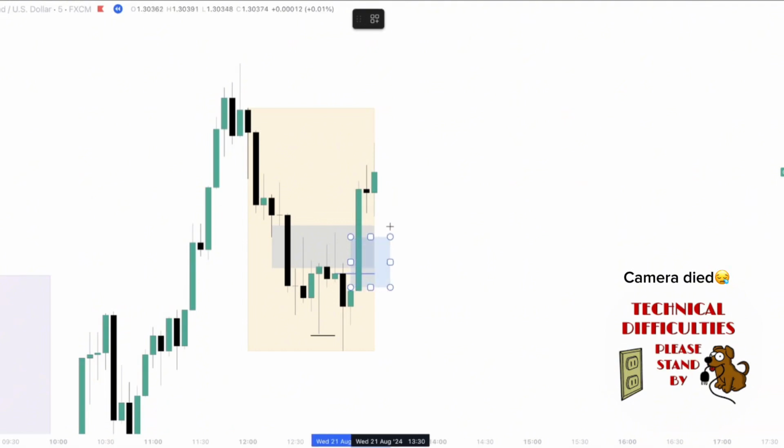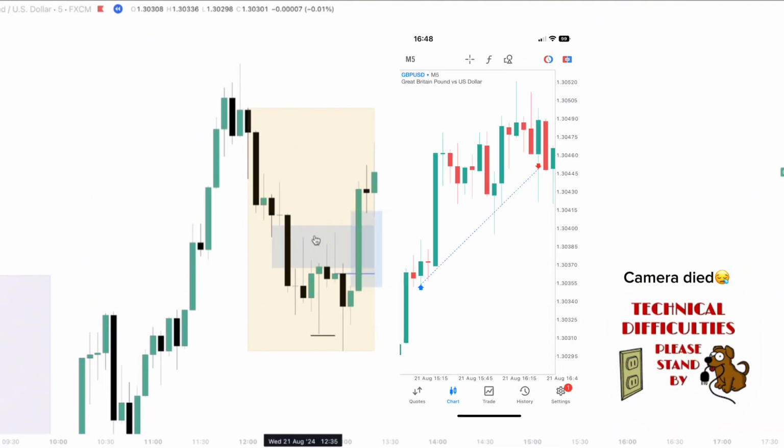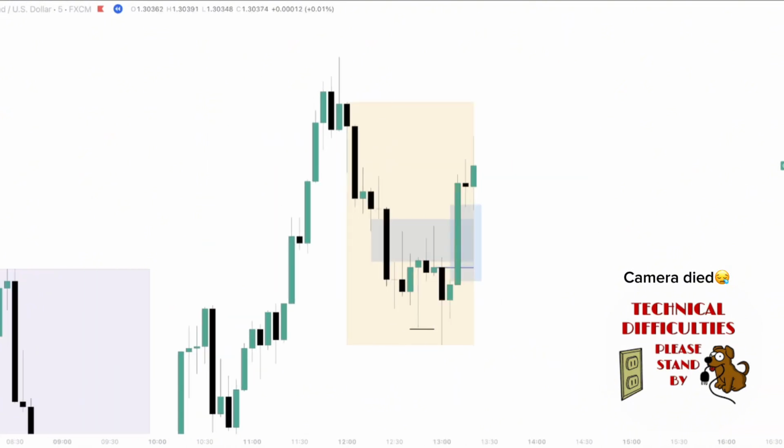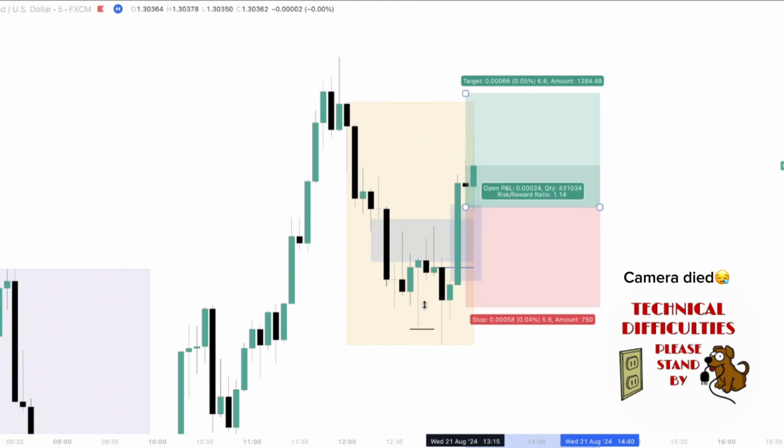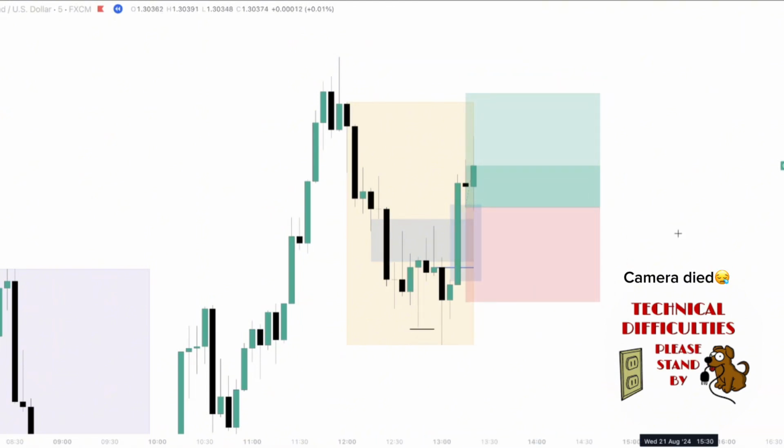Okay. Now, my personal entry, I might be able to find a screenshot. I might not. This was a little while ago. It was back in August. My personal entry was off of this 5-minute FVG. My stop loss, it was either at this liquidity here or it was somewhere up here. It doesn't really matter. I'm just trying to show you how to navigate the intraday.